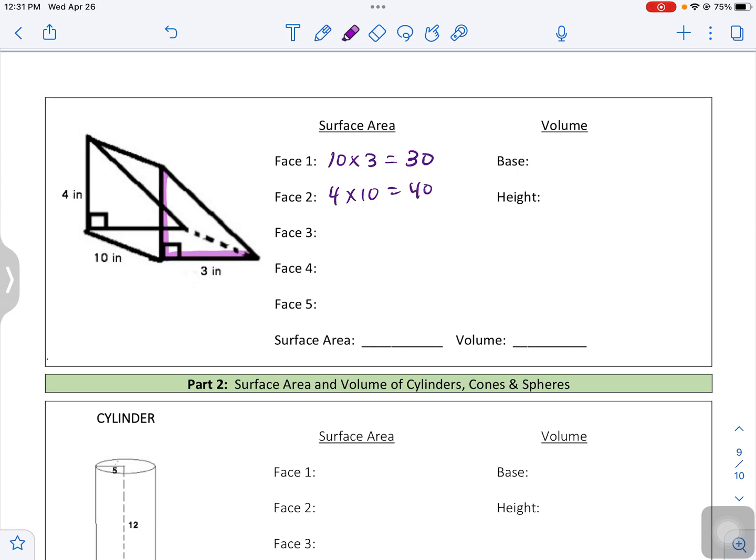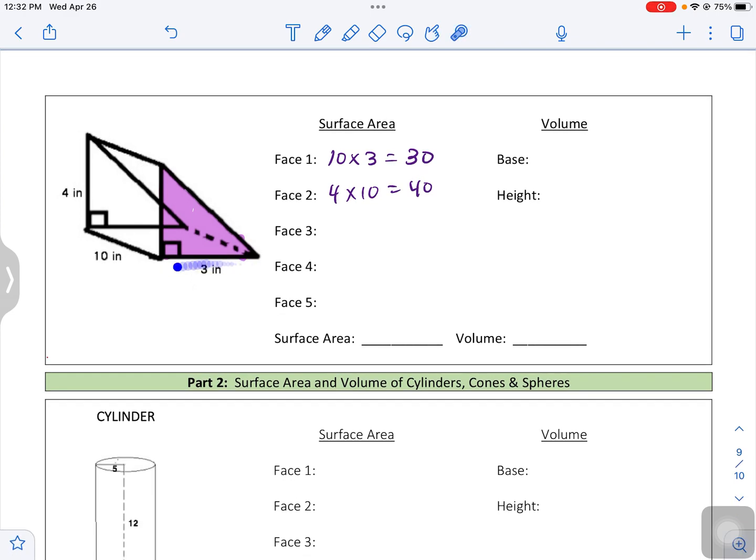This piece right in here, I can see that my bottom is 3. My bottom is 3, shows me right here. I do know this piece. If you look right here, this piece is 4. So because it's opposite, this piece is also 4. So I'm finding the area of that triangle. So remember, area is your base times your height divided by 2. Don't forget to divide by 2 because it's a triangle. So 12 divided by 2 is 6.